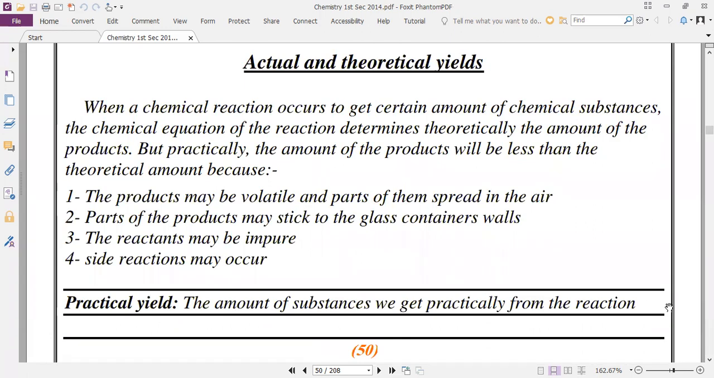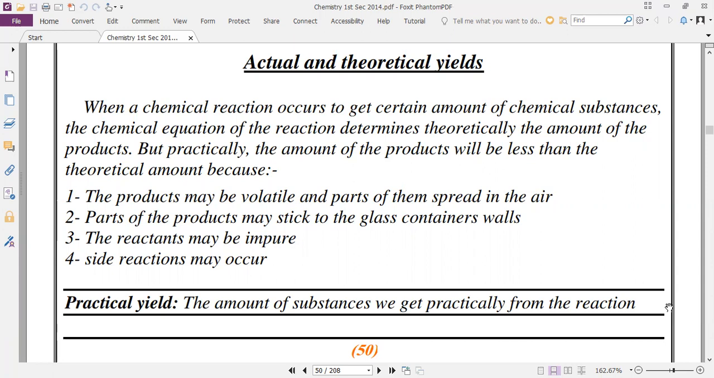That's called actual and theoretical yield. So, first, when a chemical reaction occurs to get a certain amount of chemical substance, the chemical equation of the reaction determines theoretically the amount of the product. Amount of what? The product. It's theoretical, not practical, right? Yes. Because there is a difference between them that we are going to explain now.